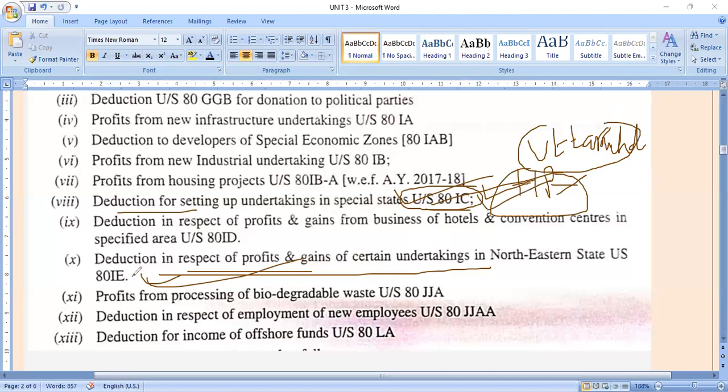As you rightly pointed out, under 80 IE we have special provisions for northeastern states. Okay, then coming to deduction in respect of profits and gains from business of hotels and convention centers. Under Section 80 ID also, there are special places mentioned by the government, by the income tax department. If any business organization comes forward to establish hotels or convention centers in those specified areas, whatever amount is donated by a company will be allowed as tax deductible.